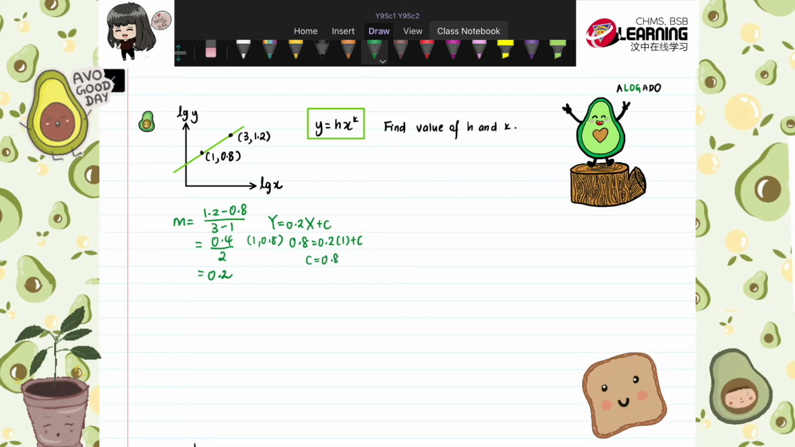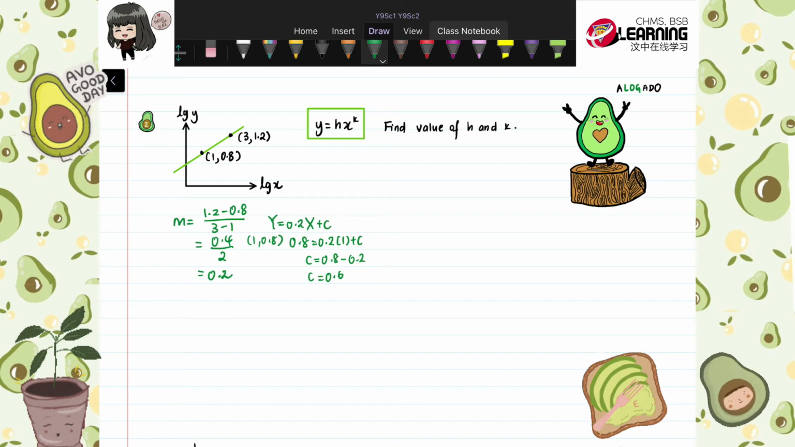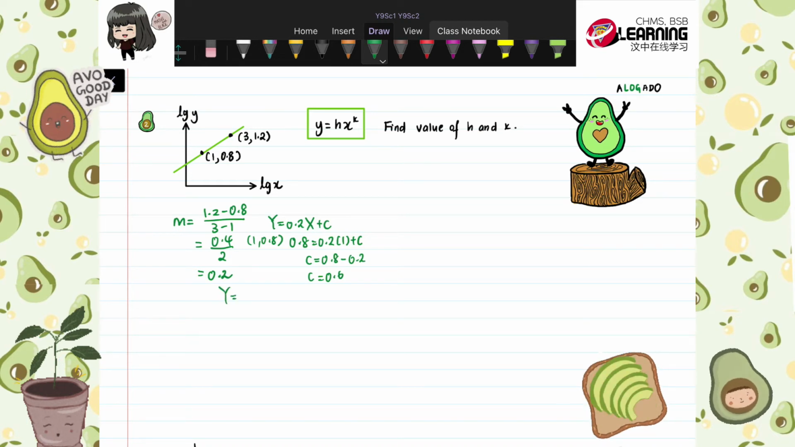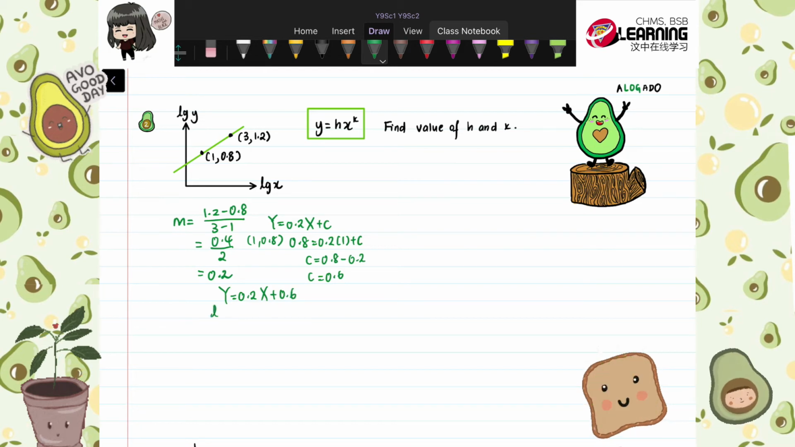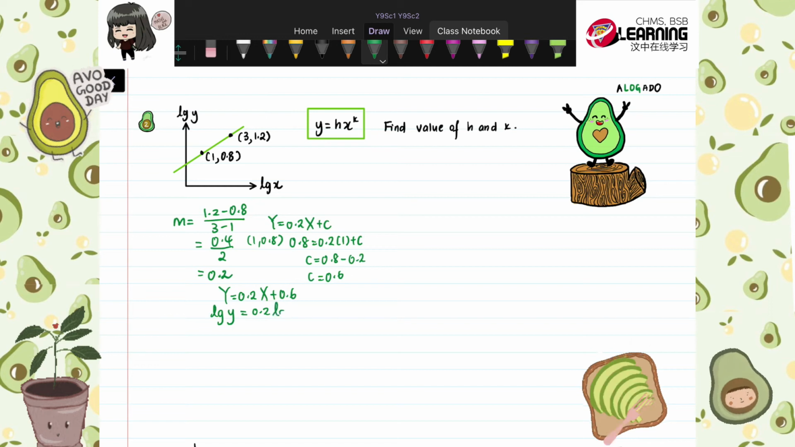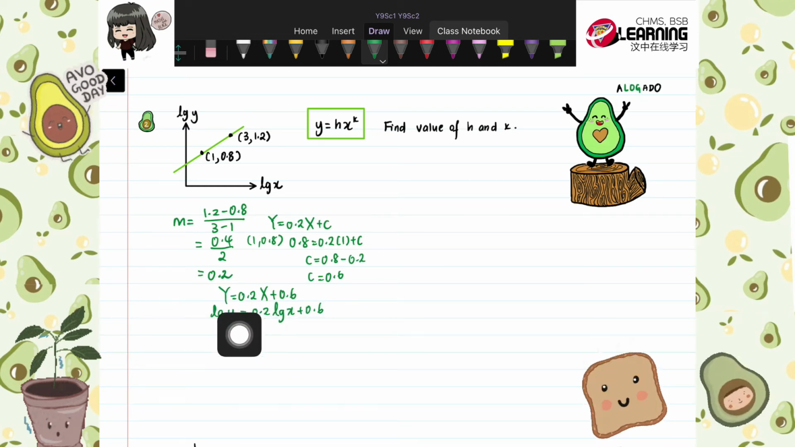So my c is 0.8 minus 0.2, so it's 0.6. Okay, so big Y equals 0.2 big X plus 0.6. So I sub in my y-axis and my x-axis. Okay, then I stop until here. I'm not going to make y the subject.